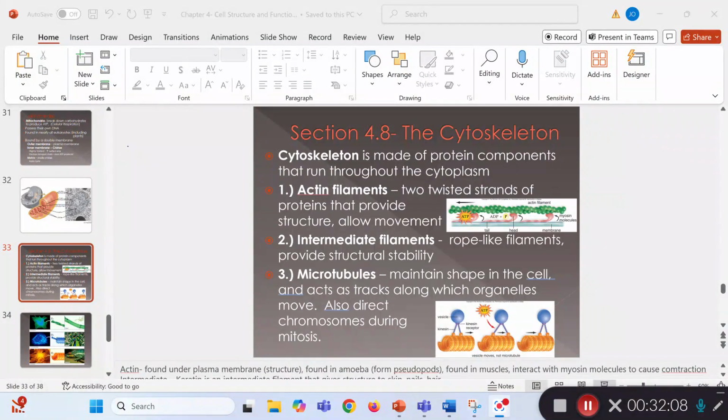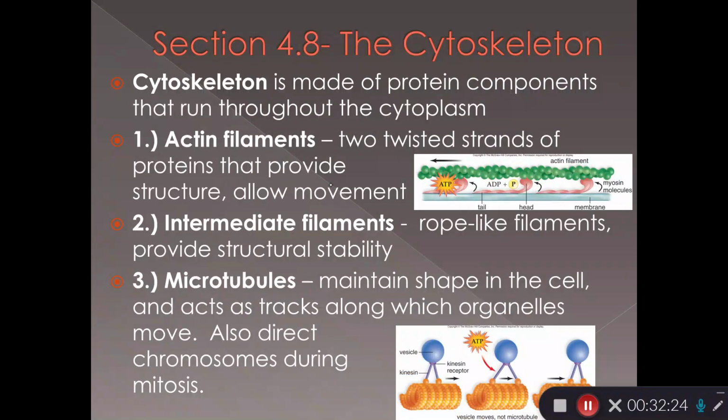Okay, this is outside. It says cytoskeleton is made of proteins, components that run throughout the cytoplasm. So this is going to be inside the cell. Inside the cell, it's like a skeleton, literally cytoskeleton. And there's actin, A-C-T-I-N, which is the thinnest one, intermediate, and then microtubules. I want you to think about this one being a thread, intermediate being more like a toothpick, and then this one is more like a straw. Okay, so thicker. Intermediate is in the middle of actin and microtubules.